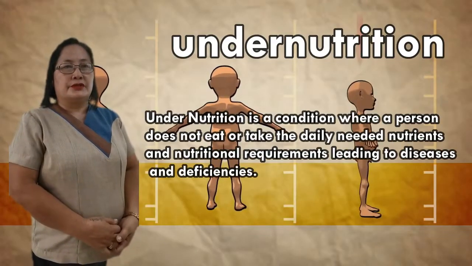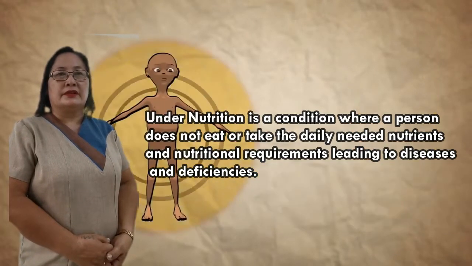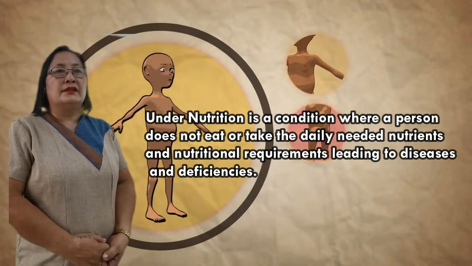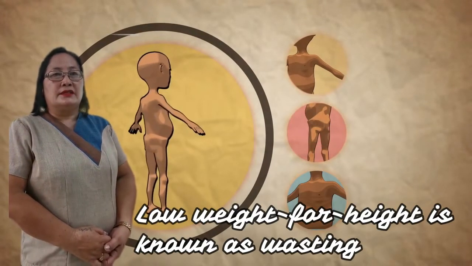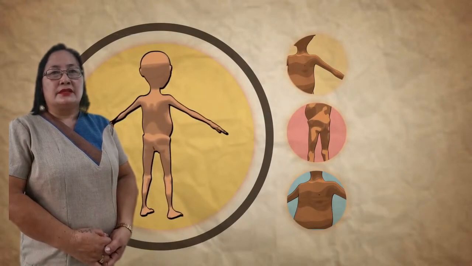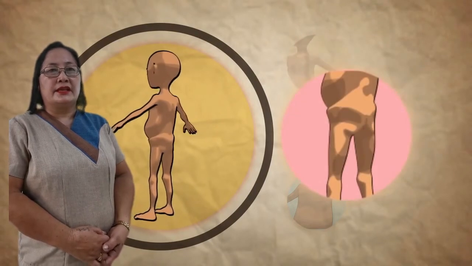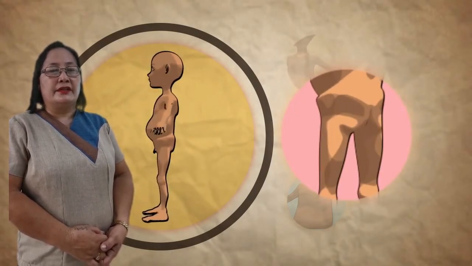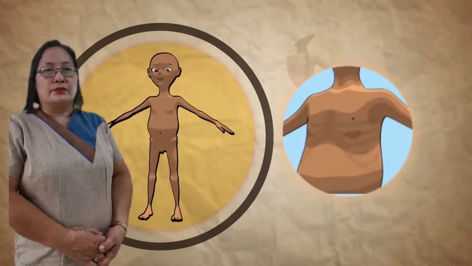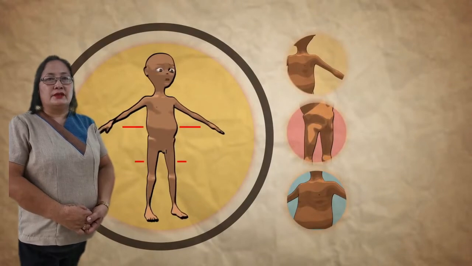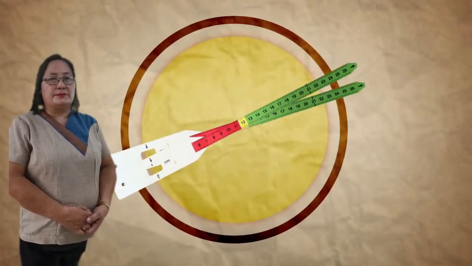First, undernutrition. Undernutrition is a condition where a person does not eat or take the daily needed nutrients and nutritional requirements, leading to deficiency. Low weight for height is known as wasting. It usually indicates recent and severe weight loss because a person has not had enough food to eat or they have had an infectious disease such as diarrhea, which has caused them to lose weight. A young child who is moderately or severely wasted has an increased risk of death, but treatment is possible.